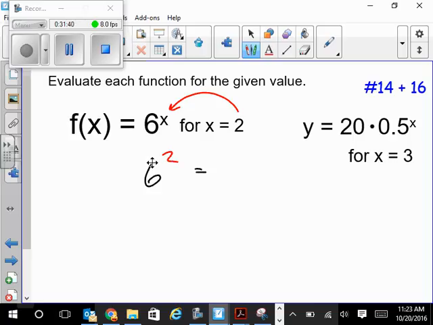Plug that text. What page was it? 8. So here on page 8, this one is obvious. You can do it in your head. Obviously, 6 to the second power, no big deal. This guy here on the test, when you get these, you just have to be able to plug it in.